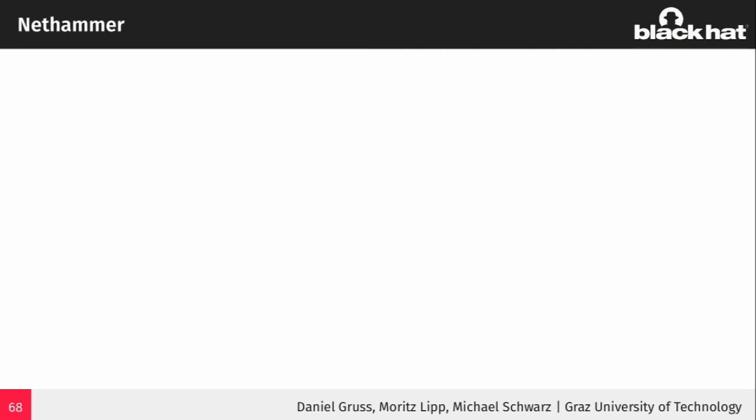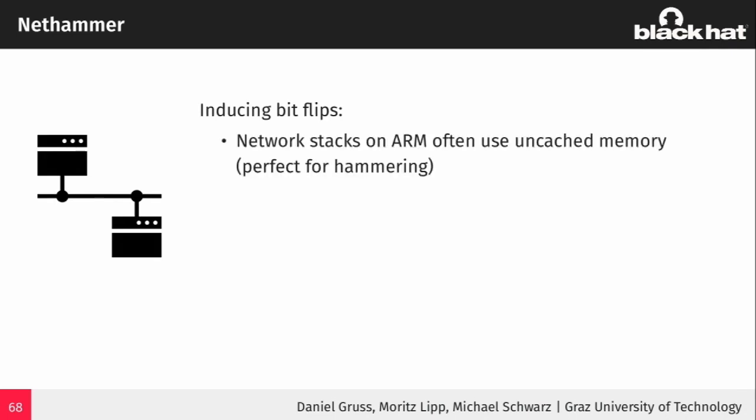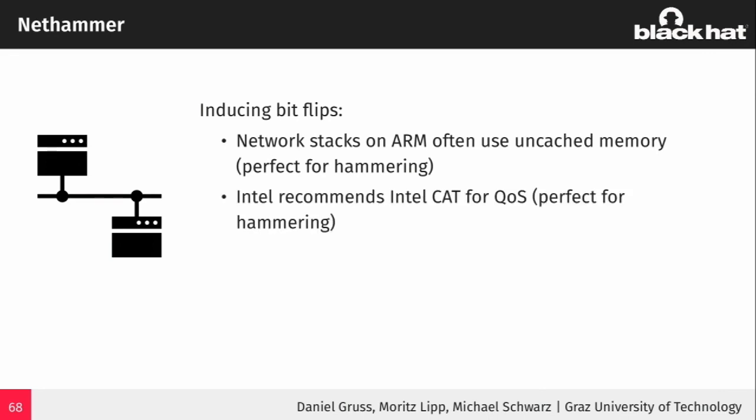So with NetHammer, we see that we can just send many, many packets to the system and induce bit flips. And in the end, network stacks on ARM, for instance, often use uncached memory, which is perfect for hammering, as we've seen. Or Intel recommends the Cache Allocation Technology for quality of service in cloud environments, where you can allocate the cache to different tenants. So you restrict the size of the cache, and under heavy workload, the virtual machine has only, for instance, one cache way, so you can evict pretty nicely using this technology.